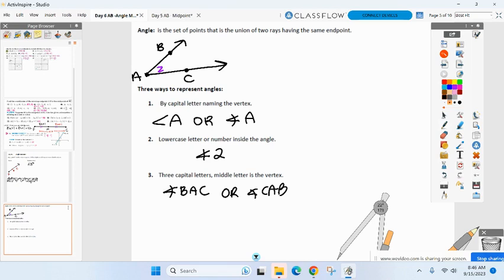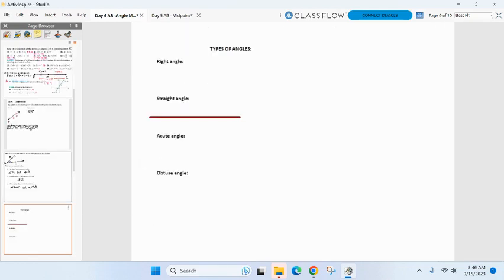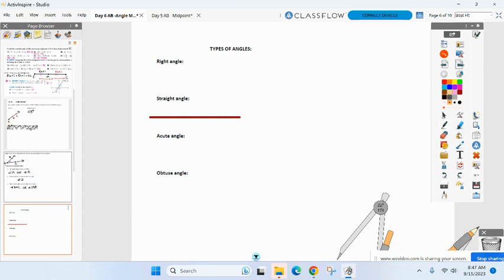Questions? Naming an angle. I'm going to slow this down here in a second. How to name an angle. All right, let's drop some knowledge on me here. What do you know about a right angle? 90 degrees, right? Measures 90 degrees.